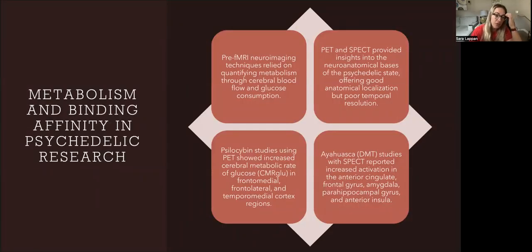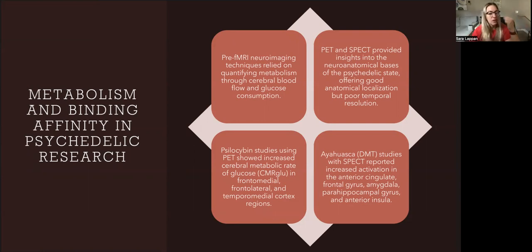Metabolism and binding affinity in psychedelic research. Pre-fMRI neuroimaging techniques relied on quantifying metabolism through cerebral blood flow and glucose consumption. So that's something that is no longer needed with fMRIs. PET scans and SPECT provided insights into neuroanatomical bases of the psychedelic state, offering good anatomical localization but poor temporal resolution. So we kind of knew where it was coming from, but not really what it actually looks like.